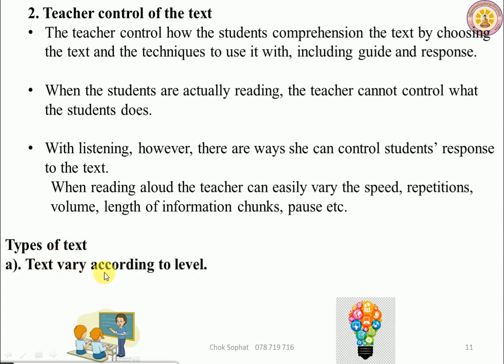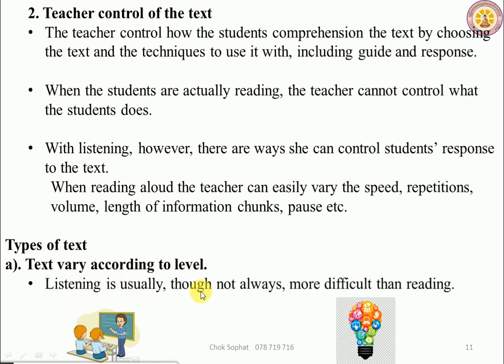Text varies according to level. Listening is usually, though not always, more difficult than reading. So we cannot teach the listening text more difficult than reading. Spoken English is simpler than written English. So as you know, spoken English. So the speaker must speak simple language so the student can understand easily.